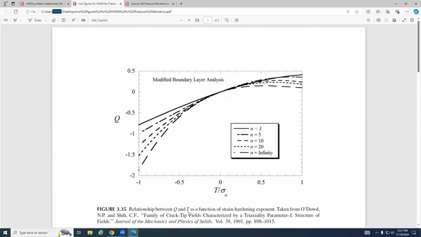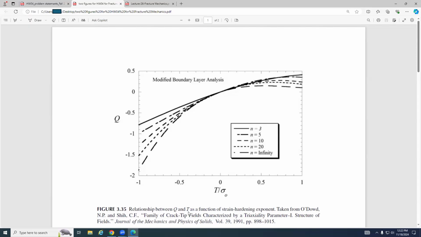For this figure, we have T over sigma, so this is negative 0.5, 0.1, 2, 3, okay? We draw a vertical line, and this vertical line will intersect with the line n equals 10. For n equals 10 here, right? So this is the third curve, and we will draw a line here. So this line intersects at this point.